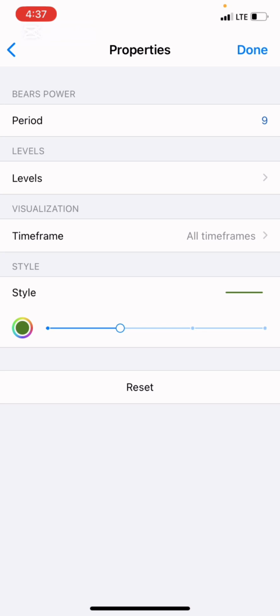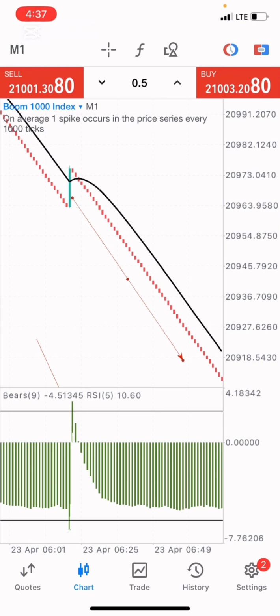All right, we are using period of 9, no levels. We are leaving it in all time frames, and the color I'm using here is green. You can see it pops on my screen. My screen is white background, so green pops. All right, so I have that, 2 pixel is cool.